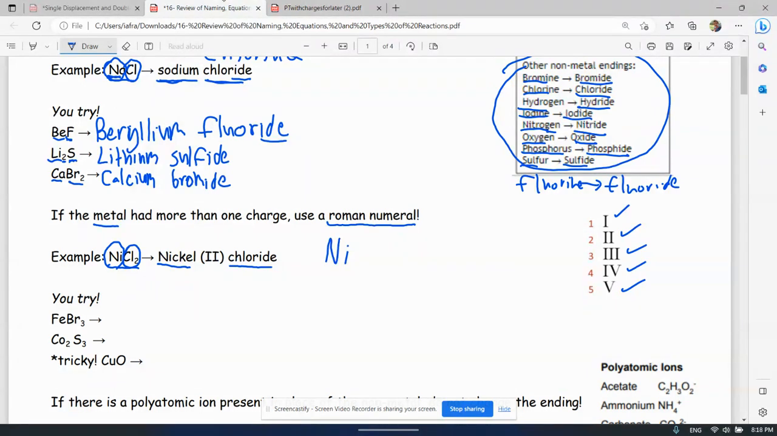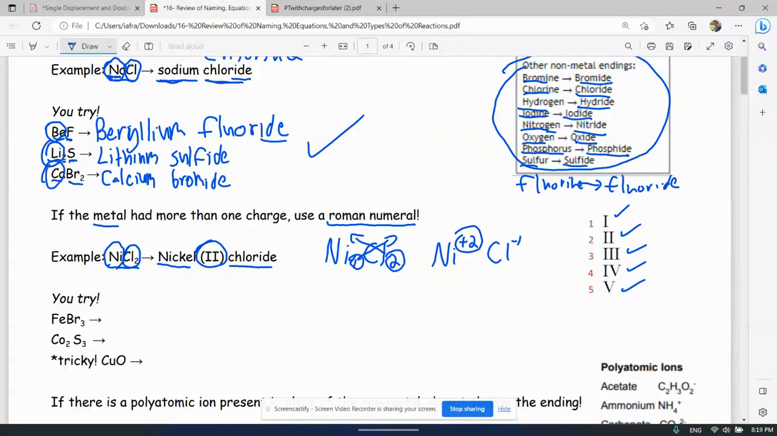You have nickel over here with the imaginary 1 that you don't see, Cl2. You just bring the charges back up here, and you get Ni plus 2, Cl minus 1. So that means this was a nickel 2 ion, so nickel 2 chloride. Again, I didn't have to do that up here because all these metals only had one charge each, so there's no point in indicating it.